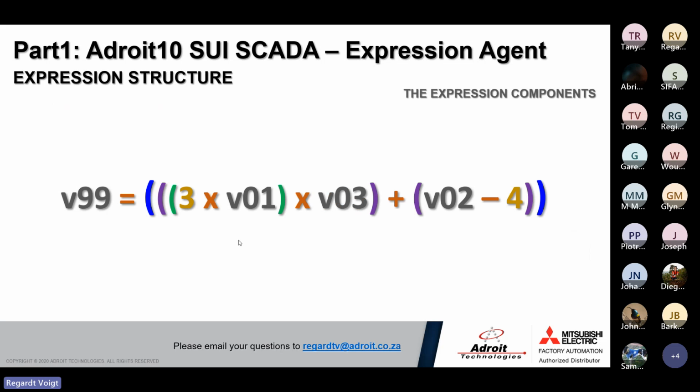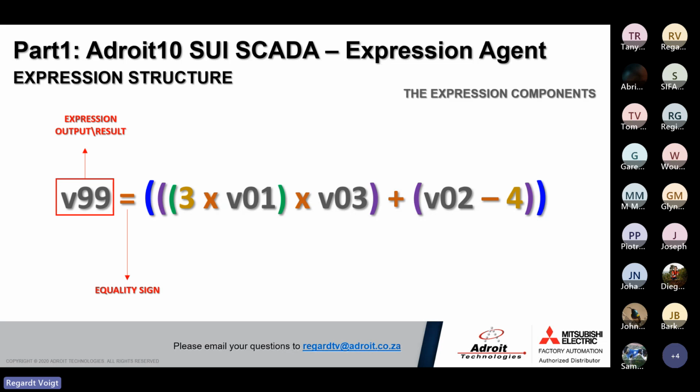Right, so if you look at a standard expression here, and if you look at the components of the expression. So if we look at each one of these components. So V99, as mentioned, is your expression output result. Okay, so that's where your calculation output will be stored. Your end result will always be stored in V99.